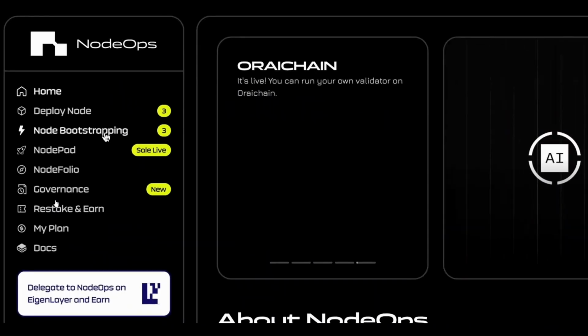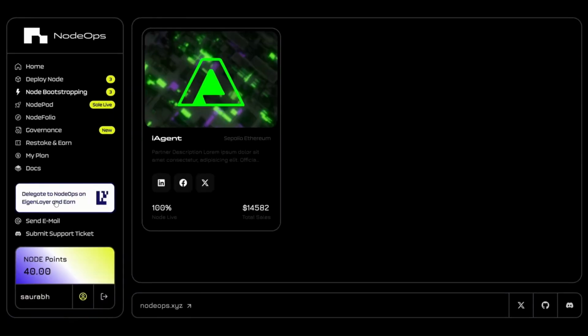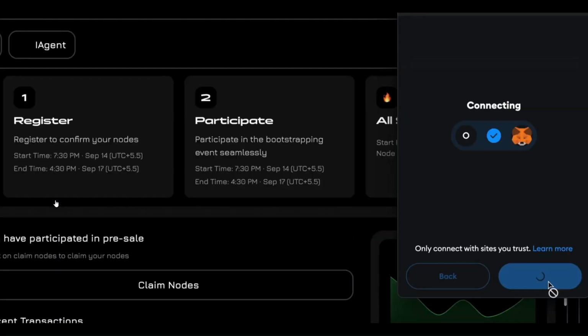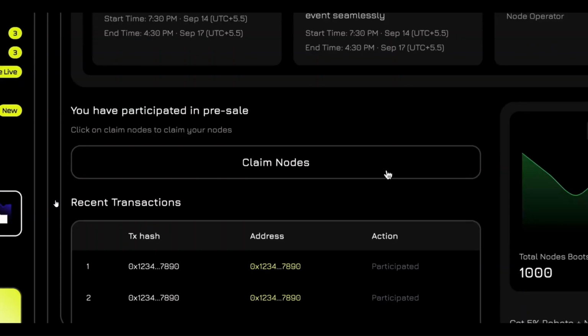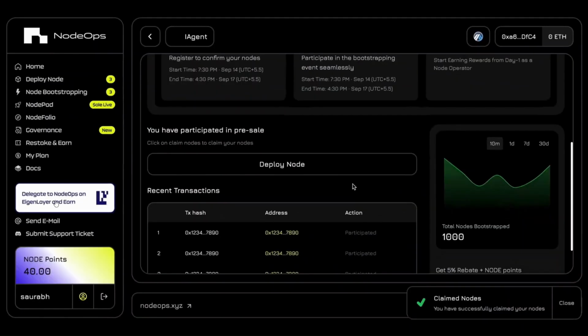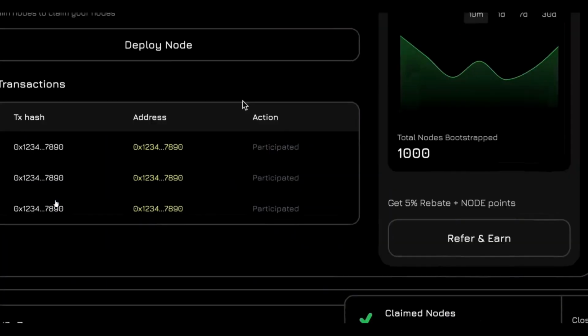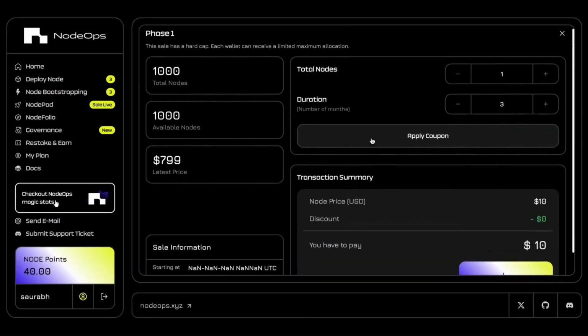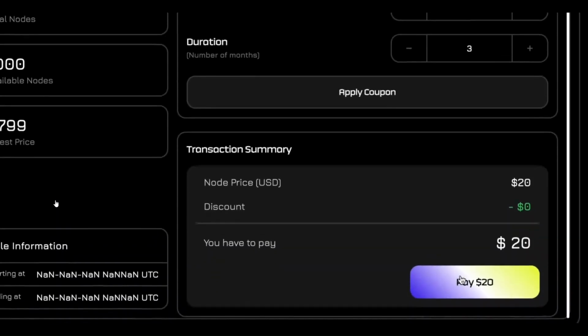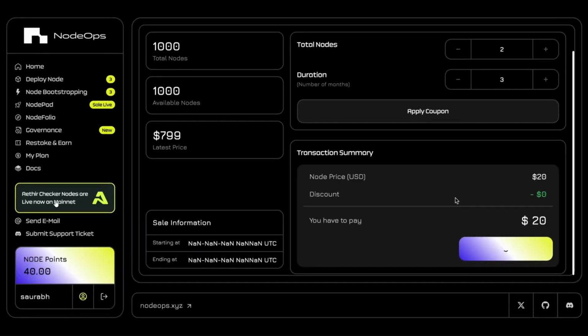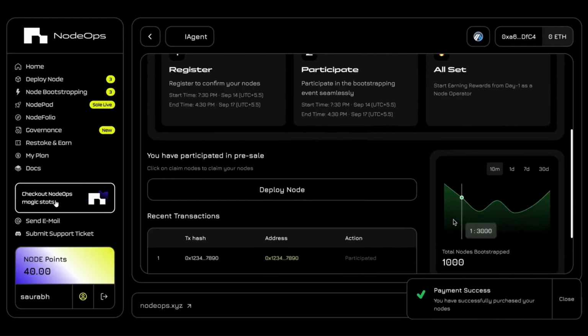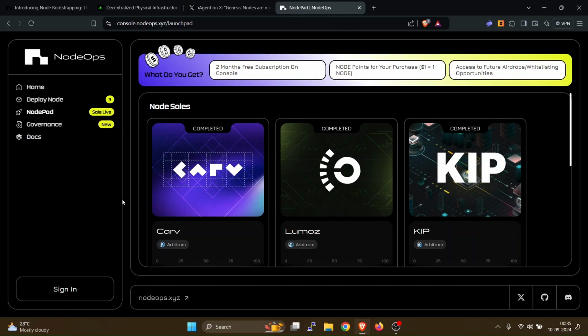There is a panel called node bootstrapping. You go there, and if you bought any node, you just need to connect your wallet and then sign it. Here you can see the claim nodes. It's one click: you claim the node and deploy it in the same area. So you don't need to buy a VPS or set up the process or anything. Everything is bootstrapped into one single process. That's how the new bootstrap process works.